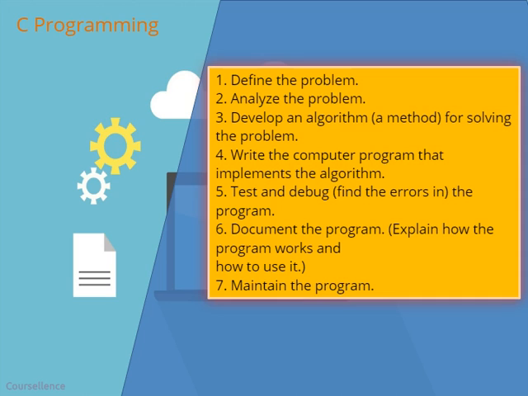Solving a problem on a computer involves the following activities. 1. Define the problem. 2. Analyze the problem. 3. Develop an algorithm, a method, for solving the problem. 4. Write the computer program that implements the algorithm. 5. Test and debug, find the errors in the program. 6. Document the program. Explain how the program works and how to use it. 7. Maintain the program. There is normally some overlap of these activities.